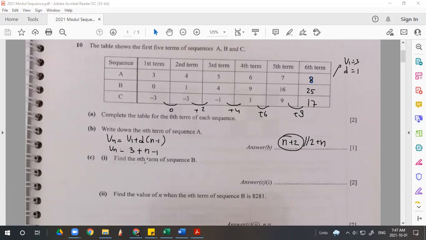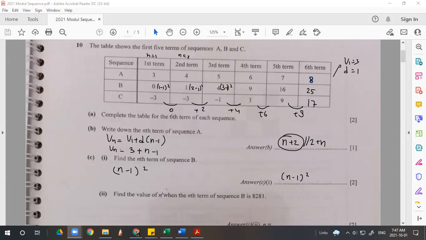Now, how about the nth term of sequence B? Okay, this is 0 square. In the first term, if n equals 1, the term will be 1 minus 1, right? So 1 minus 1 square, 2 minus 1 square, 3 minus 1 square, right? So it is n subtract 1 bracket square. Just write like that. So we don't have to do the effort of finding the double arithmetic sequence. Okay, so this is what we work.